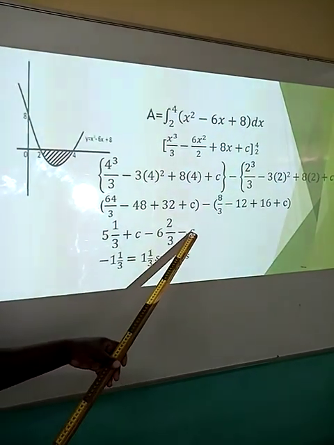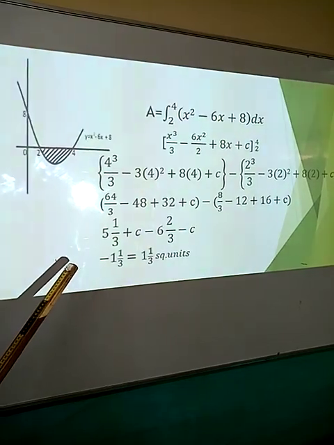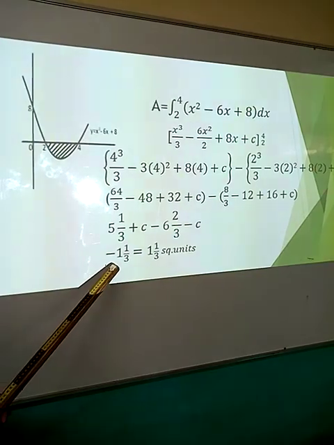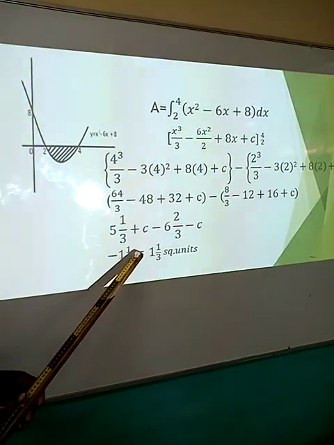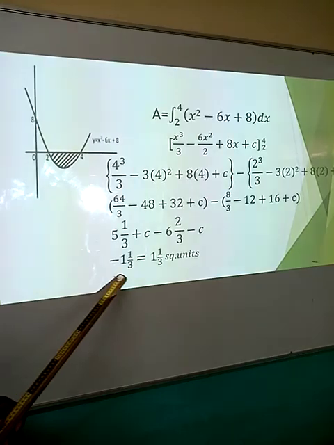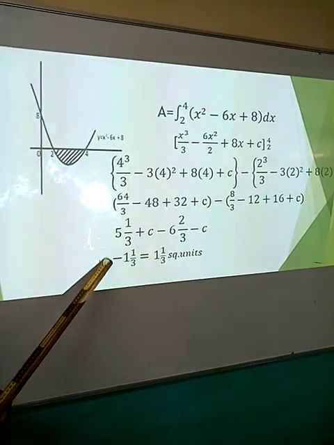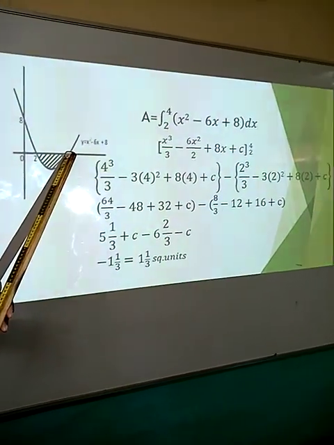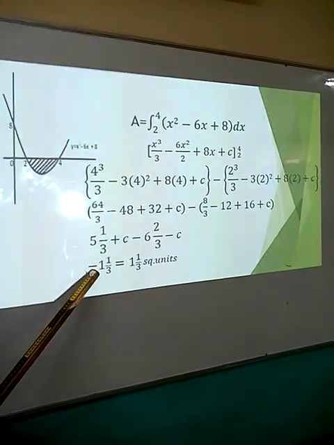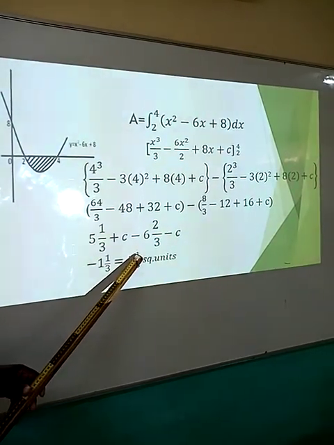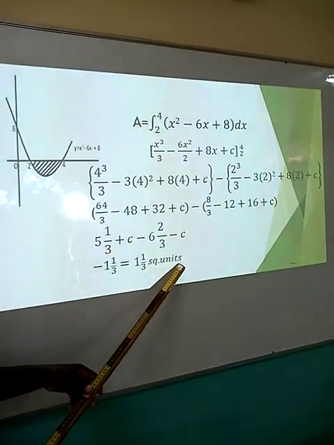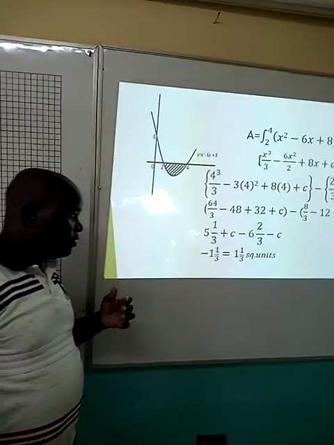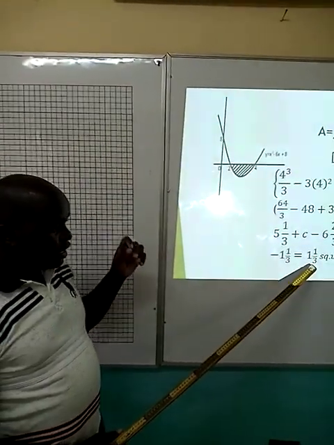C minus c will be 0. And 5 1/3 minus 6 2/3 will be -1 and 1/3. Which, as I've told you, simply indicates that the region whose area we were finding lies below the x-axis. And so we drop that negative and end up with 1 and 1/3 as the area. Remember, I told you from the beginning that area cannot be negative. And that is why we are dropping that negative.